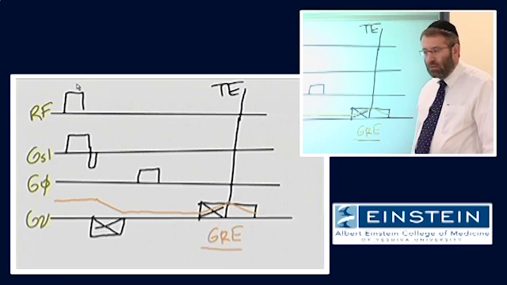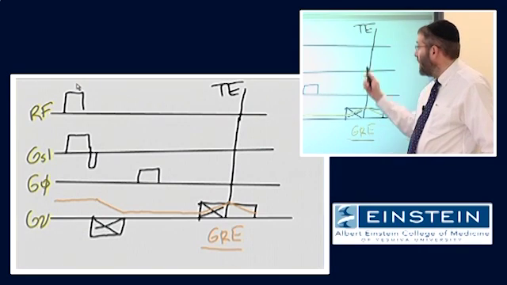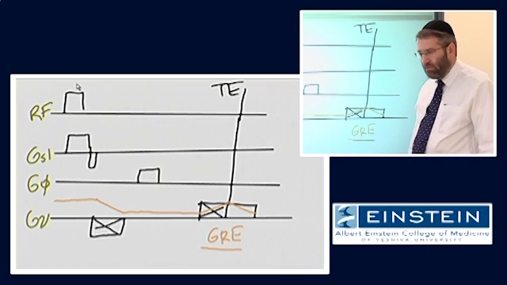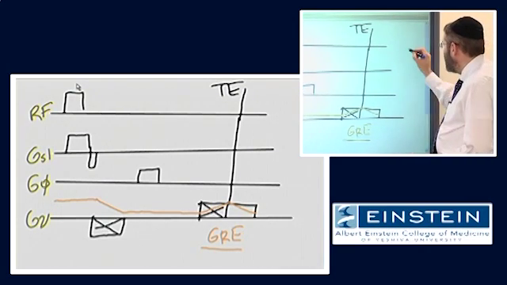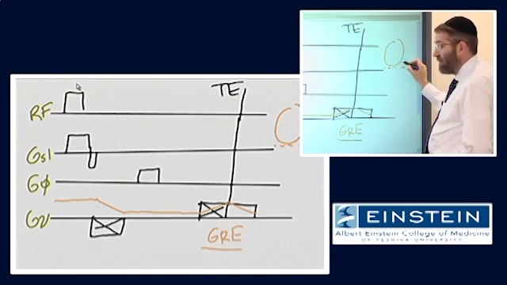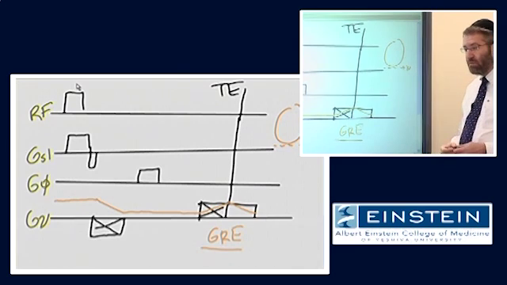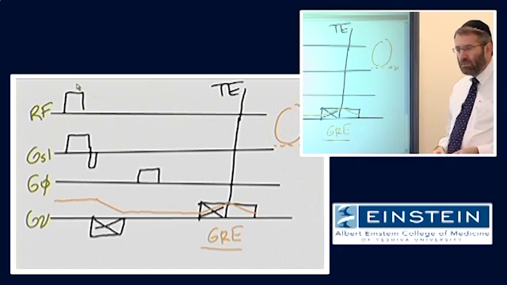Go ahead. Where are you encoding the frequency information? Same place, right here. While we sample the signal, this gradient magnetic field has to be on. Because at the time that we sample the signal, we want our spins, depending on where they are along the frequency encoding direction, to have different frequencies of precession. It's no different than the spin echo pulse sequence.